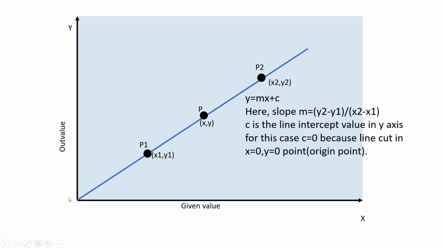If the line does not intercept at the origin, like here where it intercepts here, then c will be that value. When the x value is 0, that is the c value, or sometimes the line can intersect at another point like there. So the c value can be positive or negative. For this case the c value is 0 because it intercepts at the origin point. So we can write the y equation like this, but we will use the c value in our function.